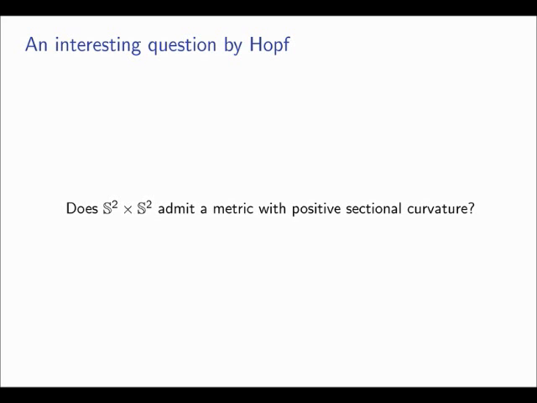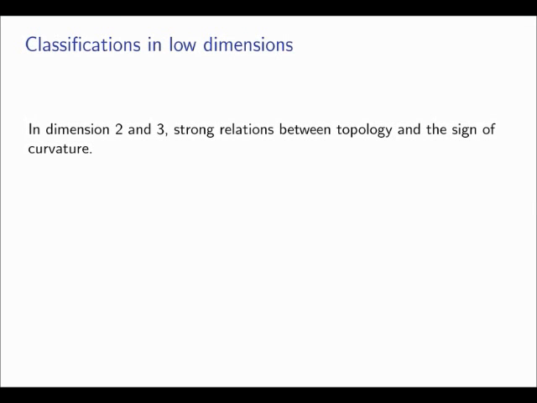For the four dimension, this is still open. So we can look at the dimension smaller than 4. We look at the 2 dimension and the 3 dimension. For the 2 dimension and the 3 dimension, there is a strong relation between topology and the sign of the curvature.